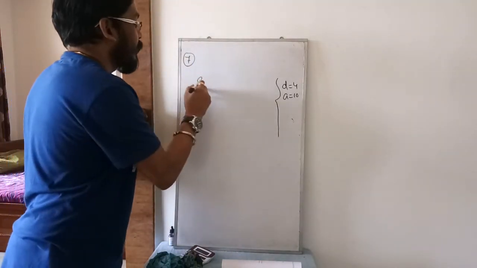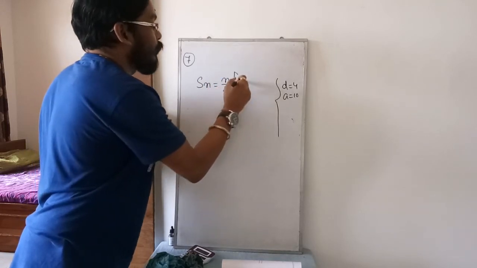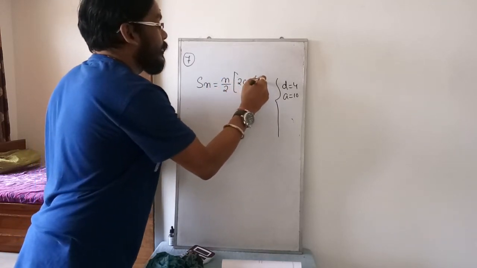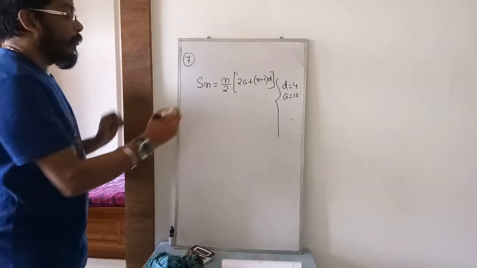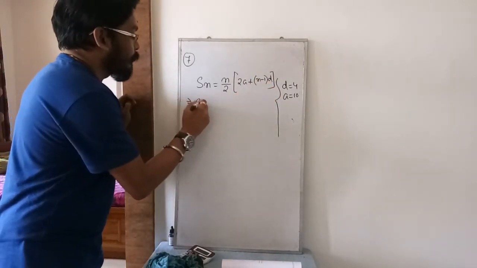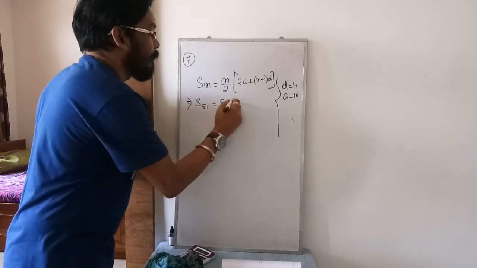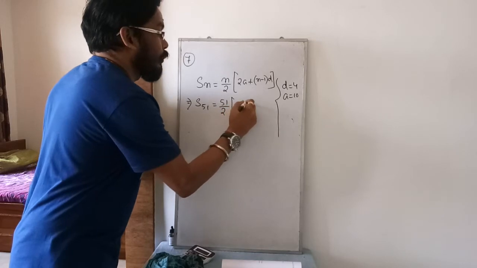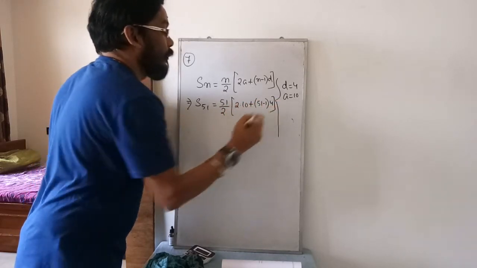So let me write the general one. General is Sn equal to n by 2 into twice a plus n minus 1 into d. So this is the formula. I have to find out the sum up to 51 terms, so in place of n it will be 51. 2 into 10, 51 minus 1 into d is your 4.